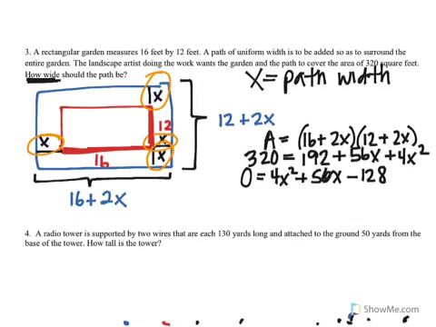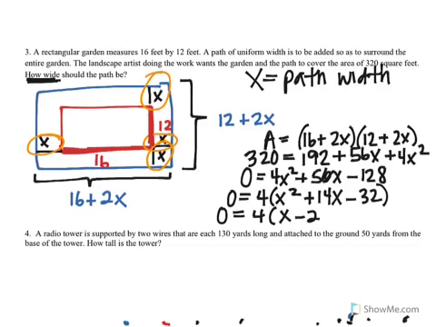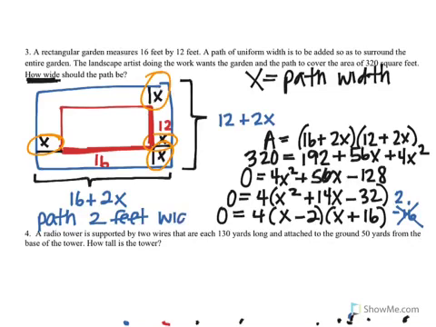The easiest way to solve this equation is to factor out 4. And then factor the remaining polynomial. In this case, I would get x is equal to 2 or negative 16. But remember, it has to work in the context of the problem. So the path cannot be 16. Therefore, the path must be 2 feet wide.